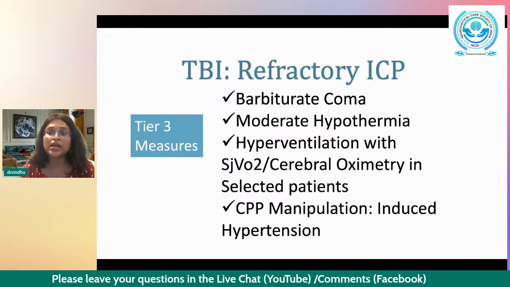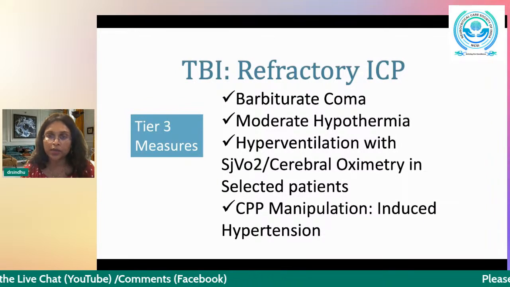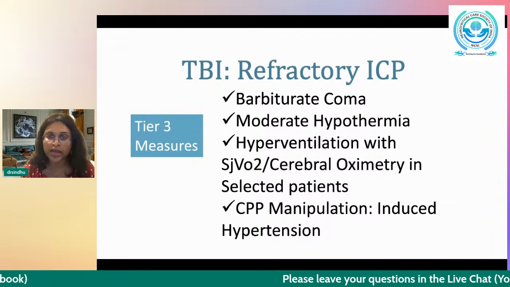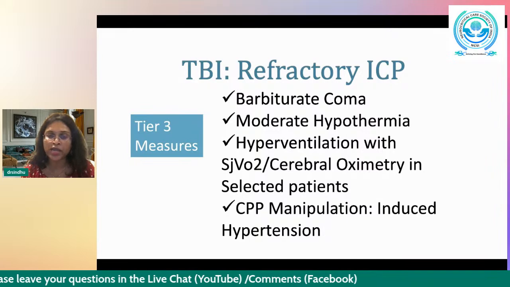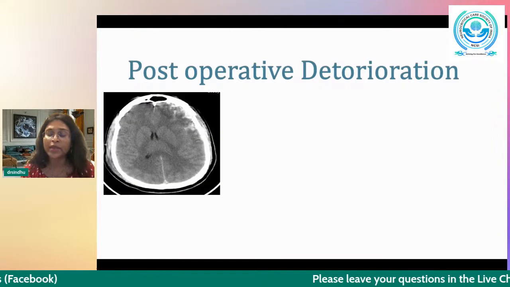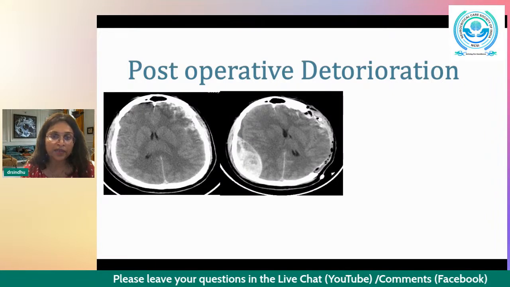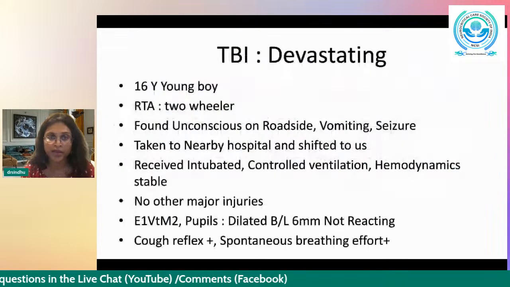So if at all there is a refractory ICP, then what can be done? It is tier 3 measures. We can go ahead with a barbiturate coma, moderate hypothermia, hyperventilation for a short term, guided with jugular venous oximetry, and cerebral perfusion pressure manipulation, that is induced hypertension, in order to decrease the ICP. Post-operative deterioration is one of the common things. It's not very uncommon. So this patient had, after the surgery, an EDH on the opposite side. So again, that also had to be evacuated.